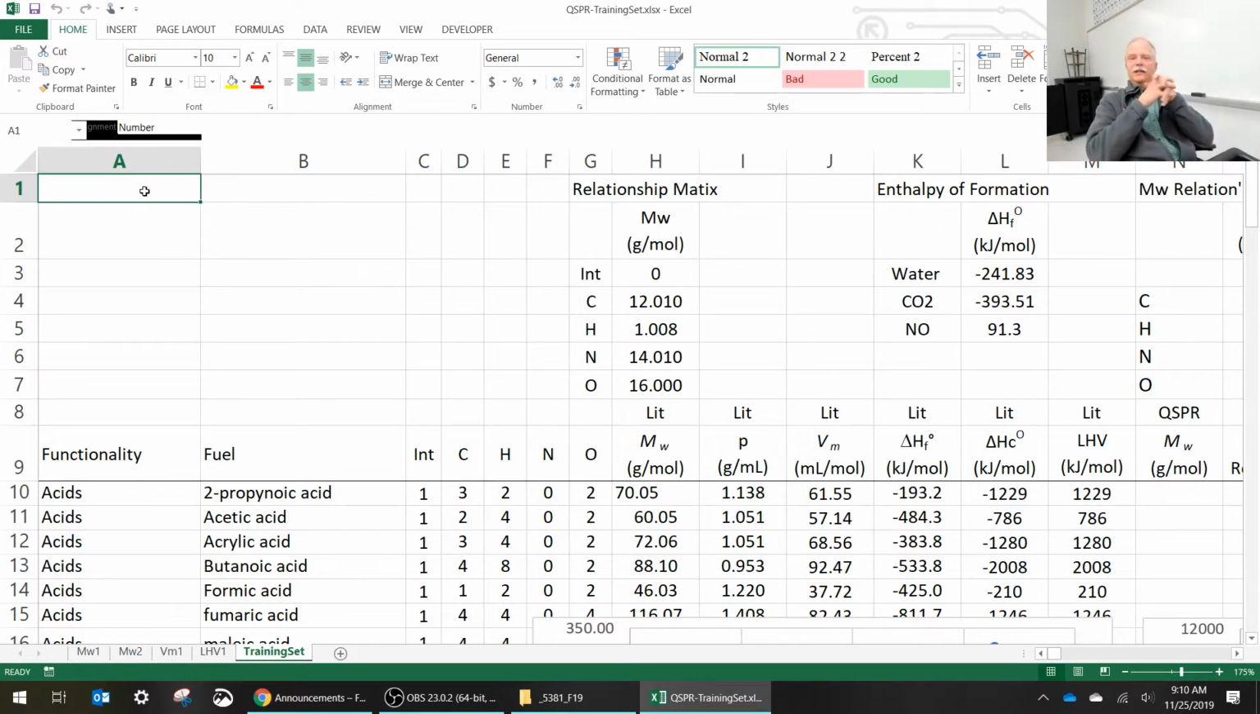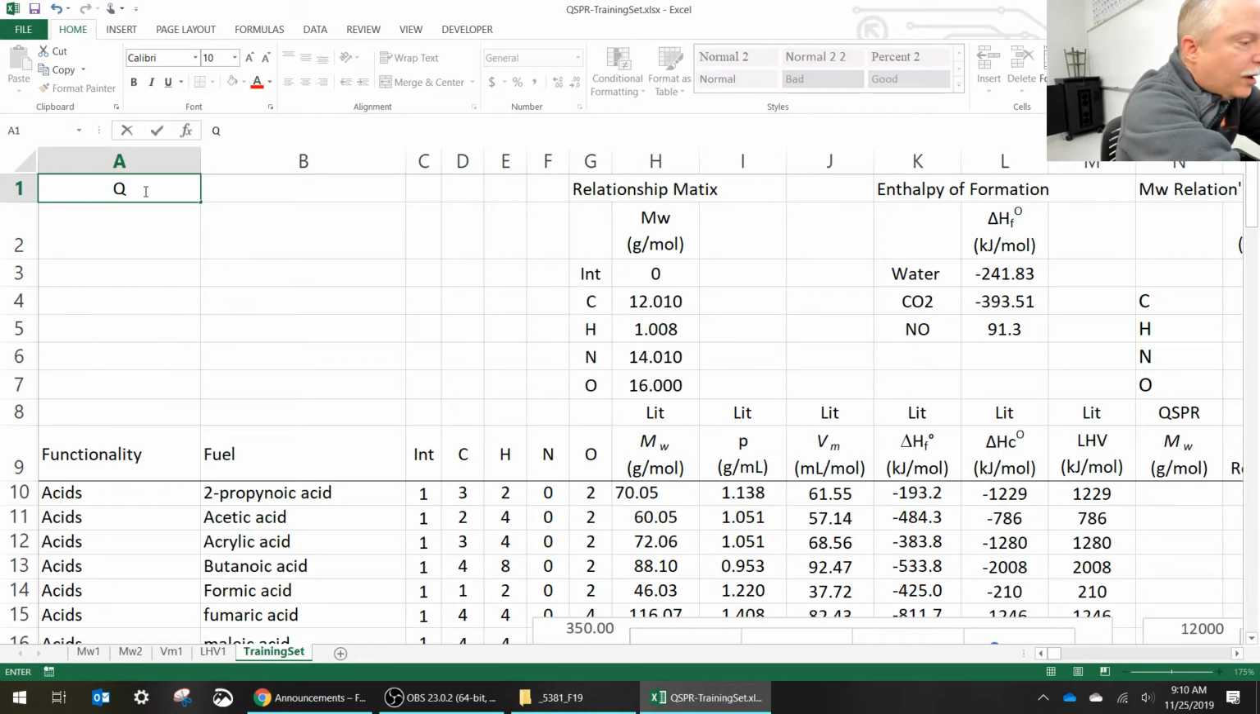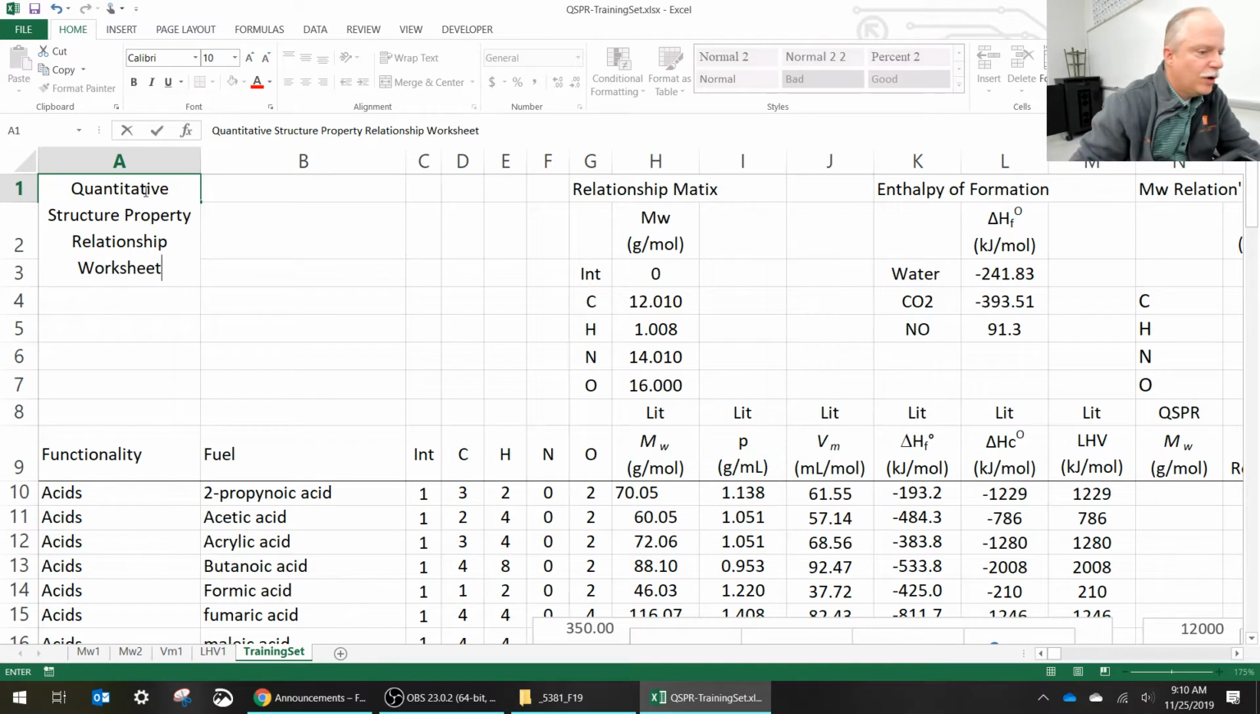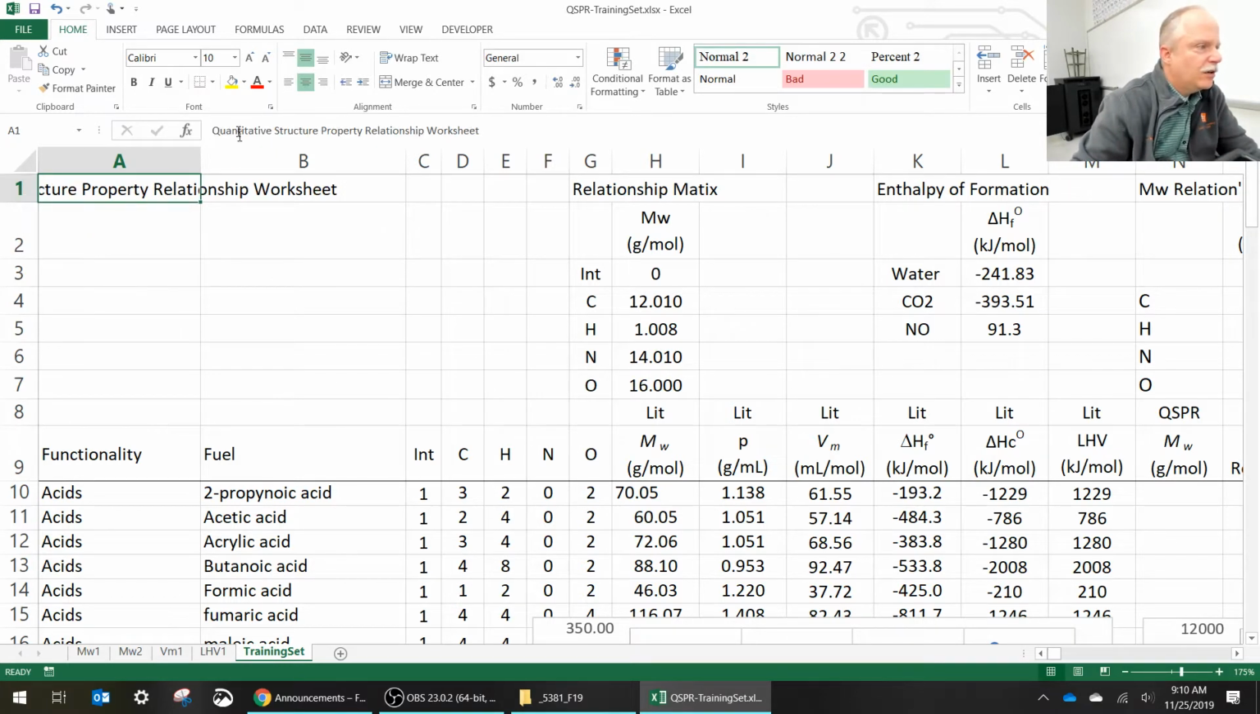what this spreadsheet is. So typically this upper left-hand corner of the sheet, that's where you put your information about what it is this calculates, who wrote it, and when. And so go ahead and up here, type in your quantitative structure property relationship worksheet and hit enter. Of course, I'm going to fix this. It's centered, so we'll make it left justified.